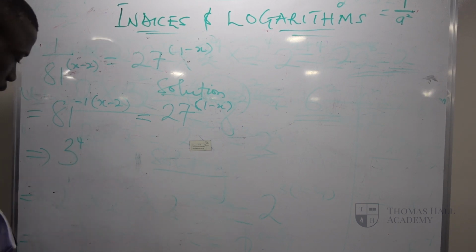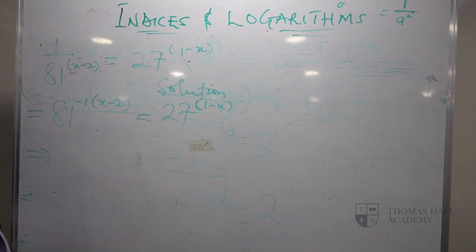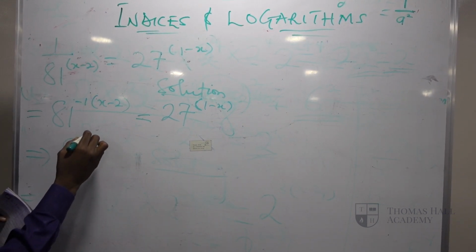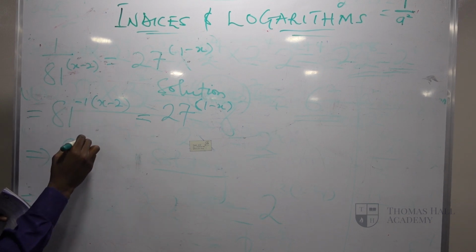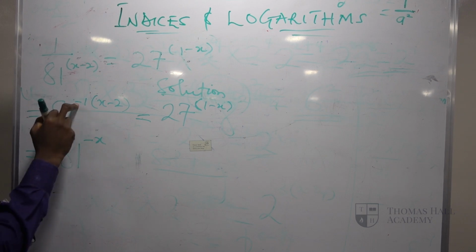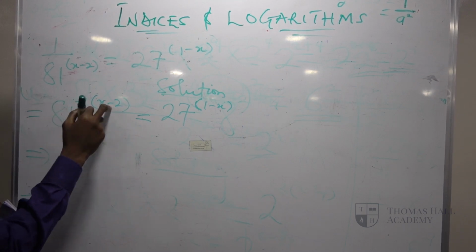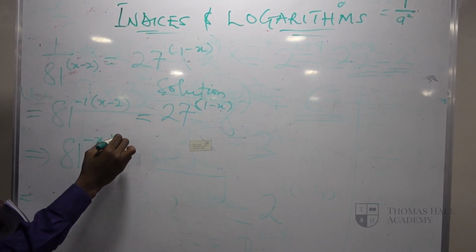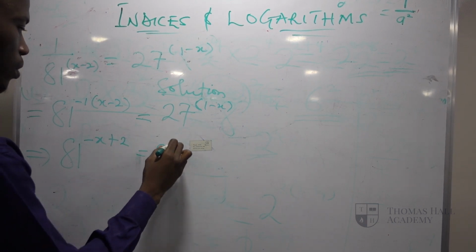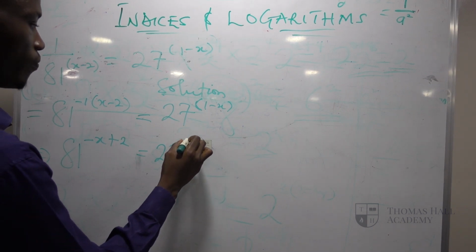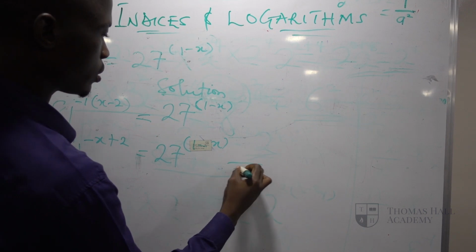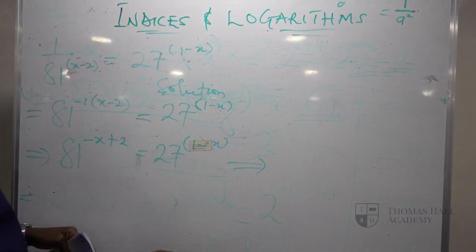Now let's solve this bracket first before we move to 81. We can have it as 81 raised to the power minus 1 times x gives us minus x. Minus 1 times minus 2. Minus times minus gives us plus. 1 times 2 gives us 2. Equals to 27. Then we have our 1 minus x. This can be written this way.